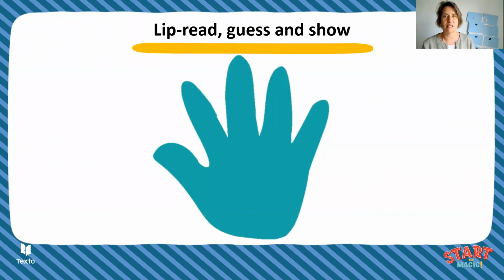So if I say, for example, what did I say? Banana, right? If you guessed it right, you get 1 point. Now it's your turn. If I get it right, I get 1 point. And the first child to 5 is the winner.